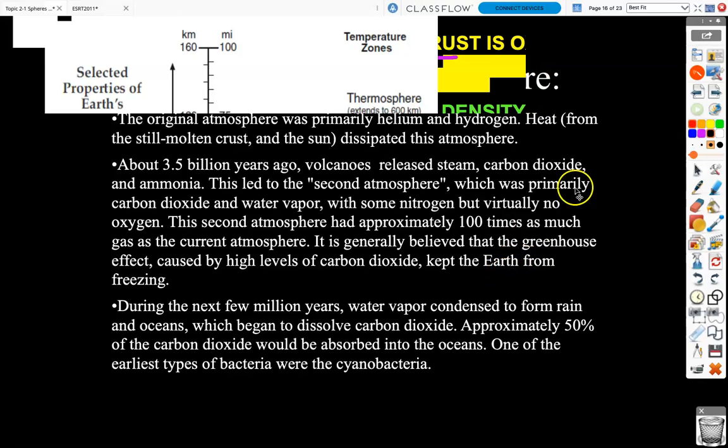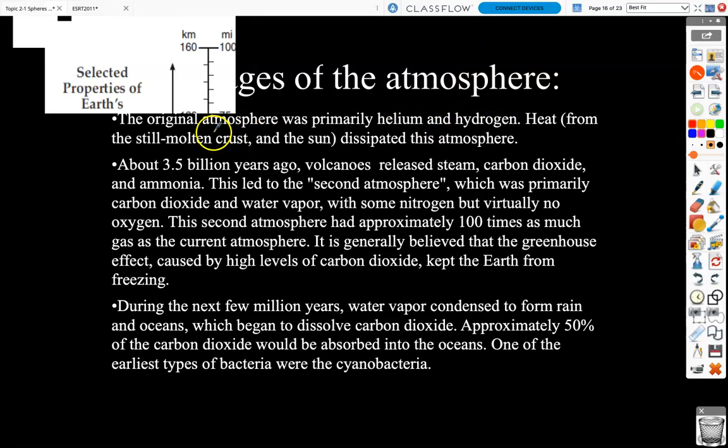This just talks about the stages of our atmosphere. So basically, I'll just read through this. It says the original atmosphere was primarily helium and hydrogen. So if you go back to the beginning of the solar system and the beginning of Earth formation, there was no oxygen in the beginning. It was hydrogen and helium, which happen to be the gases that stars are made of. Our sun is made of hydrogen and helium.